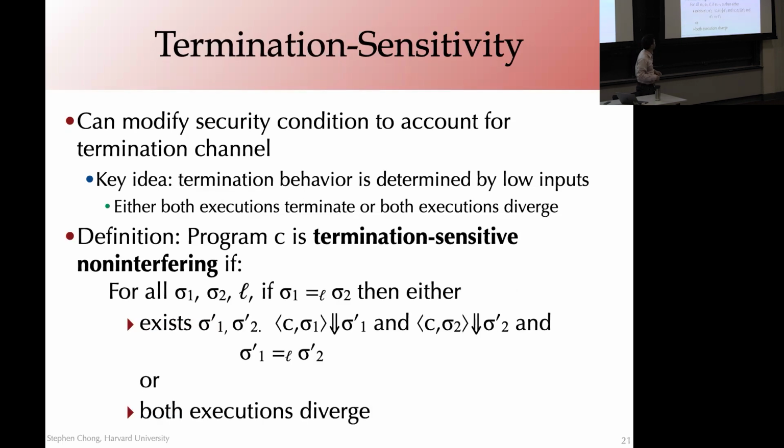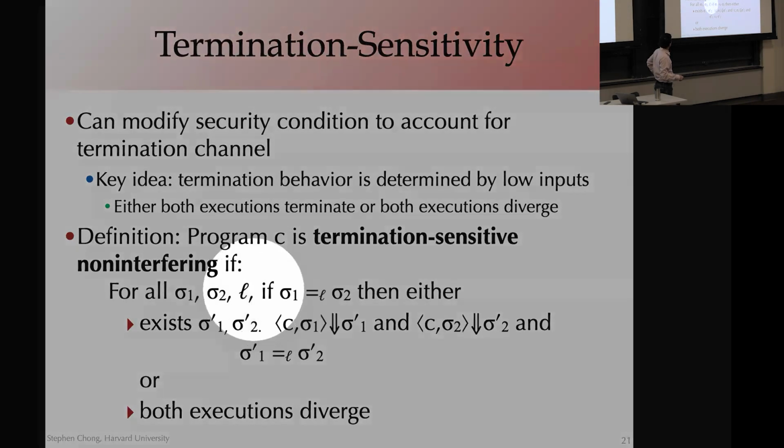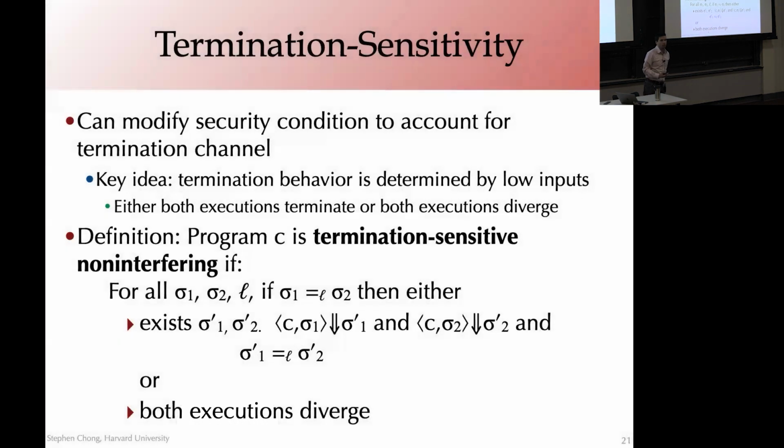Okay, so here's a definition of termination-insensitive non-interference. If sigma 1 and sigma 2 are L equivalent, then either both of those executions terminate and the resulting final stores are L equivalent, or both executions diverge.